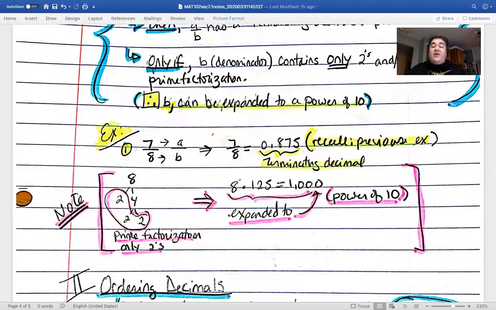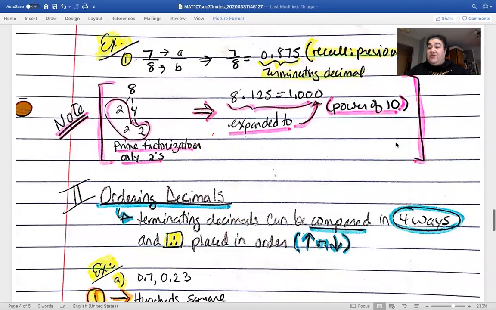And as you can see, the prime factorization contains only 2's, which according to the definition means that it can be expanded to a power of 10. And sure enough, 8 can be. If we multiply 8 times 125, it turns into 1,000, which is a power of 10. So it does fulfill the requirements of the theorem, hence why 7/8 can be turned into the terminating decimal of 0.875. And you can see here that I'm recalling the previous example that you saw me break it down into just that terminating decimal.